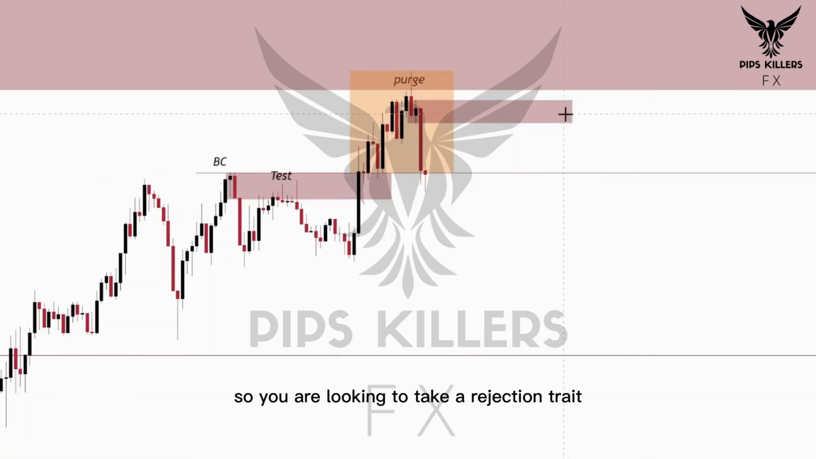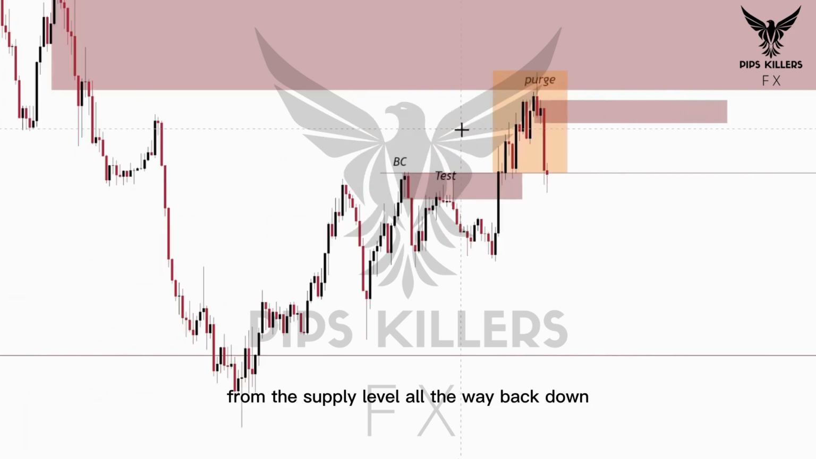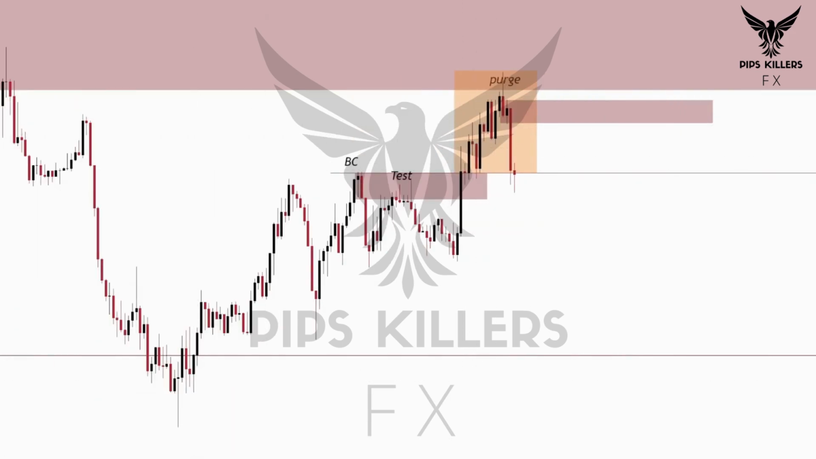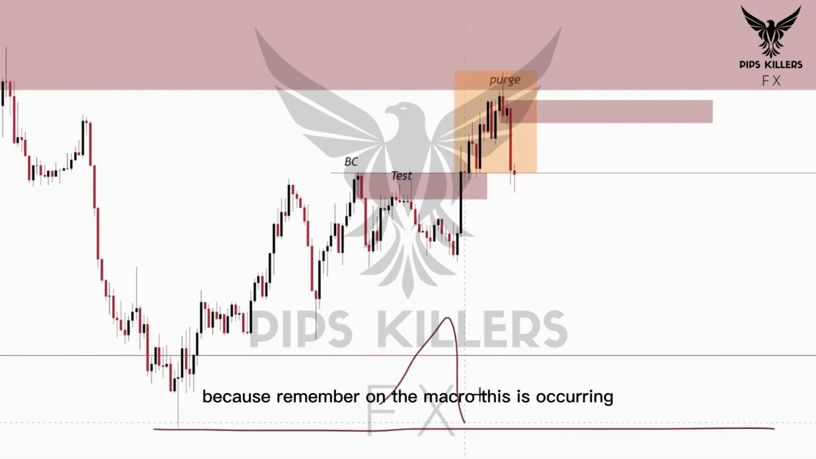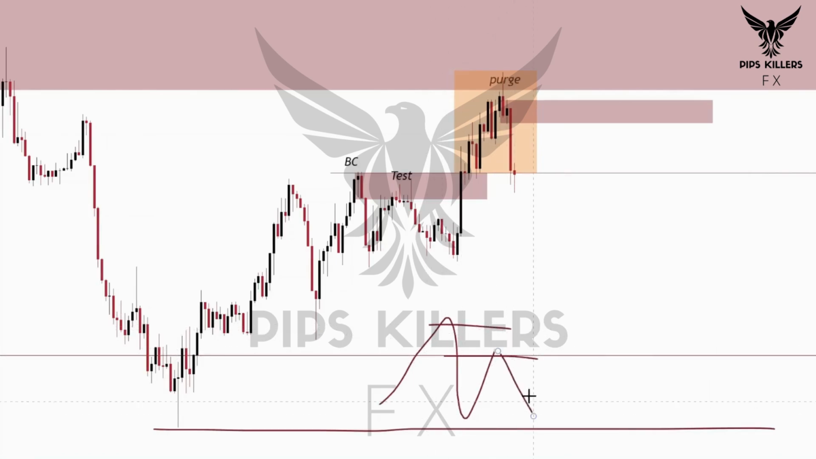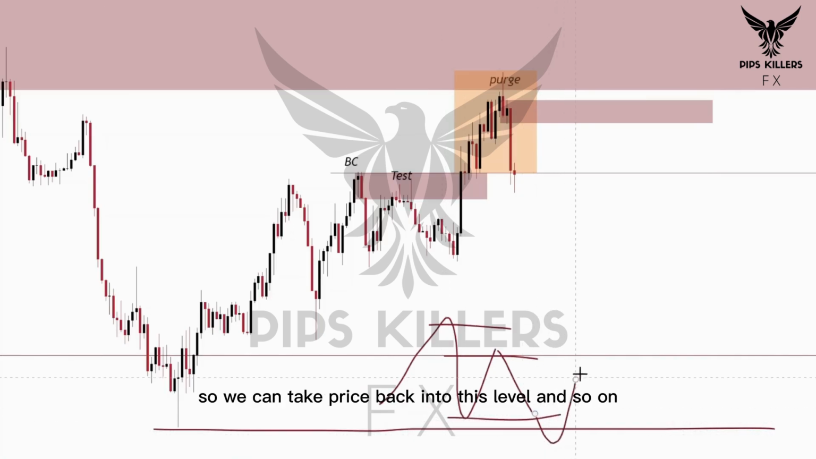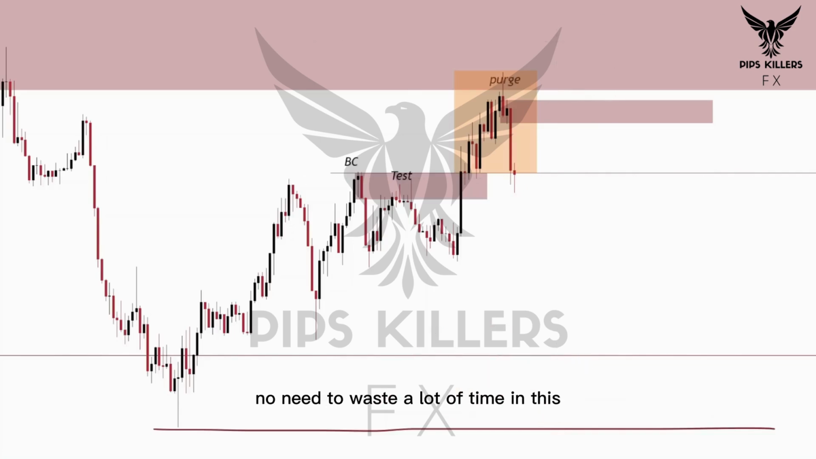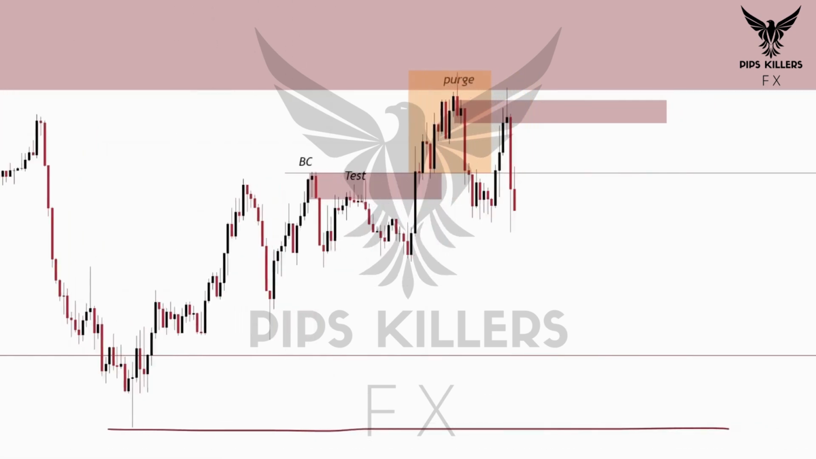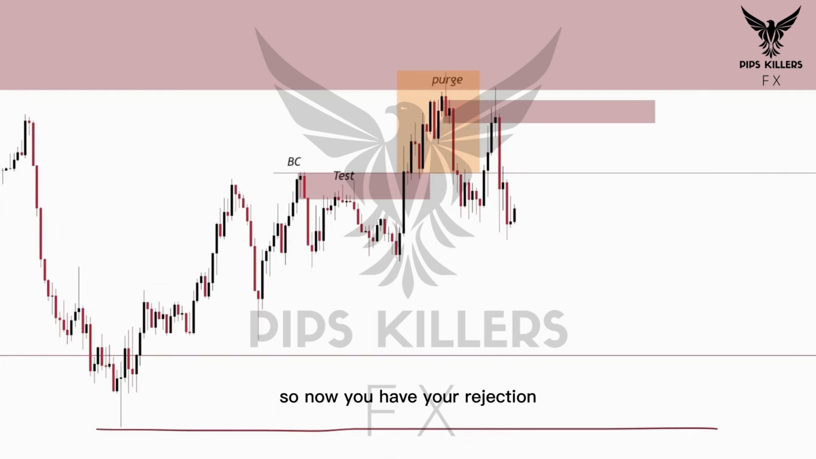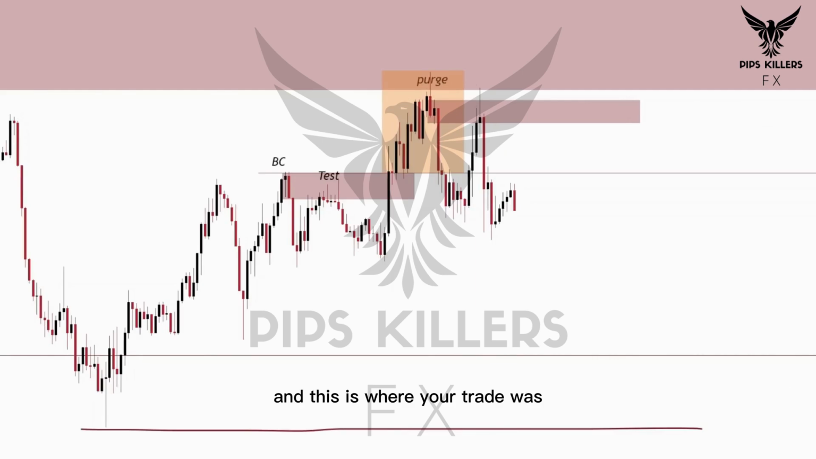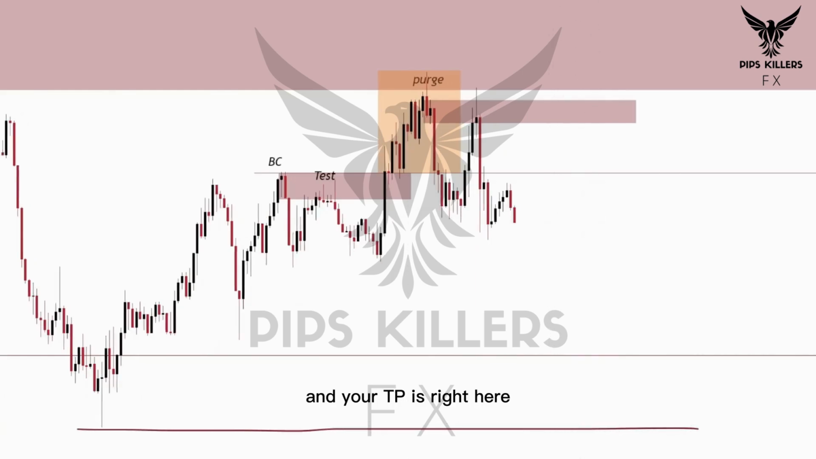So you're looking to take a rejection trade from this supply level all the way back down. Right here. Why? Because remember, on the macro, this is occurring, and we're trying to take price below this level so we can take price back into this level, and so on. This is basic market structure, no need to waste a lot of time on this. So now you have your rejection, and this is where your trade was, and your TP is right here.